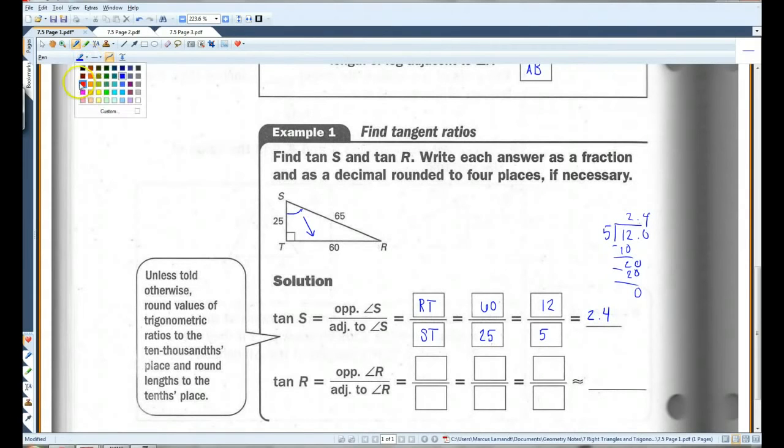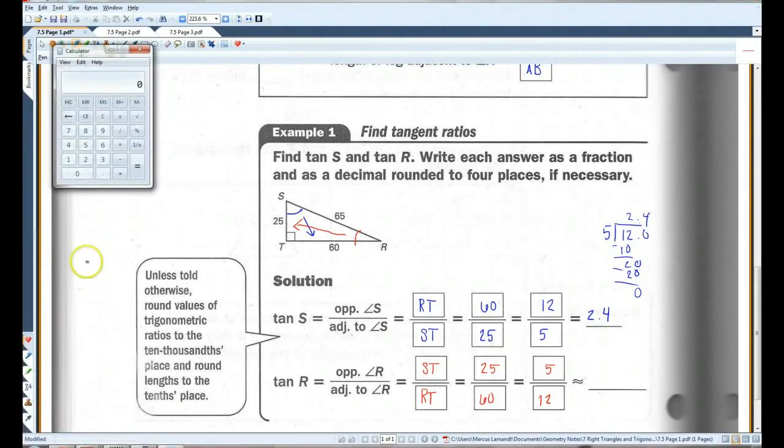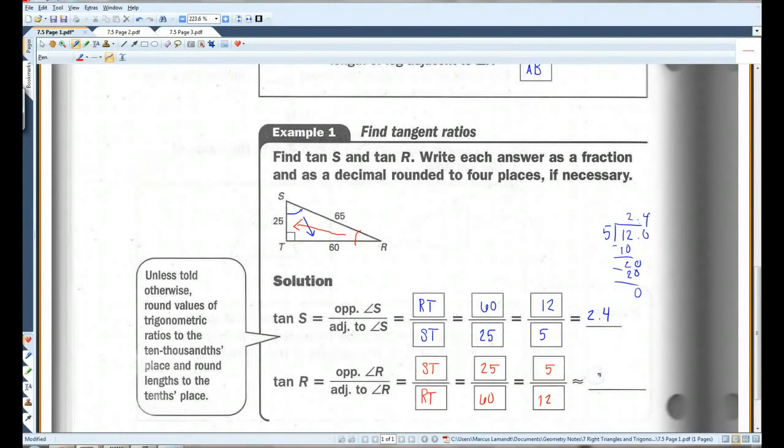Now, when dealing with angle R, the side opposite angle R is 25, and the side adjacent to angle R is 60. So we've got ST over RT now, 25 over 60, which is 5 over 12. And if we pull out the calculator, 5 divided by 12, 0.4167-ish.